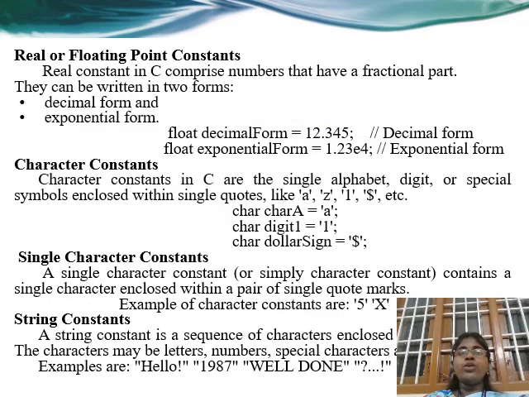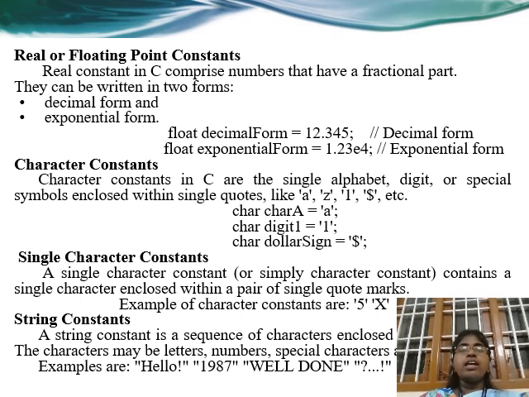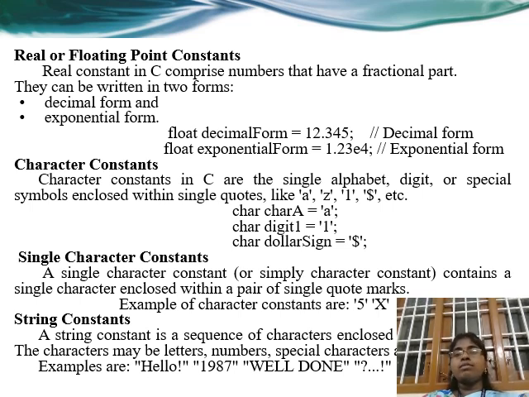Next, real or floating point constant. What is a real and floating point? Real constants in C comprise numbers that have a fractional part. They can be written in two forms: one is decimal form, another one is exponential form. What is decimal form? If you declare any number with a decimal point, it is the decimal form.